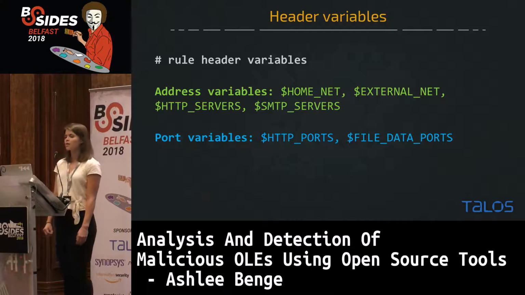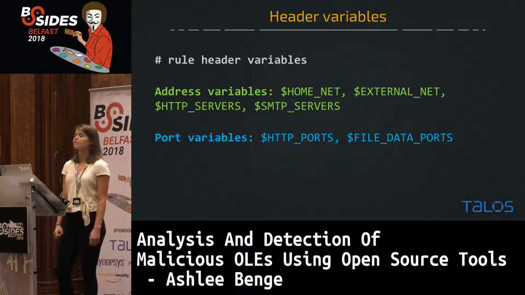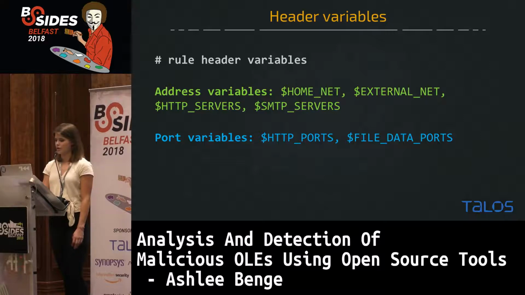One that comes up a lot maybe would be the HTTP servers and HTTP ports. We also commonly see file data ports being used, and something that you will probably see in just about every rule that the Talos rule set contains is home net and external net. So these are what you would expect, IPs that are related to your network and IPs that are not related to your network.